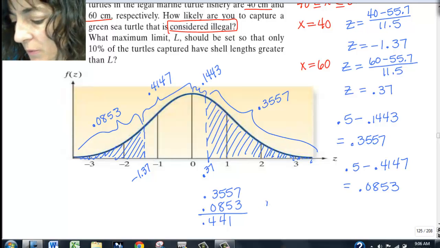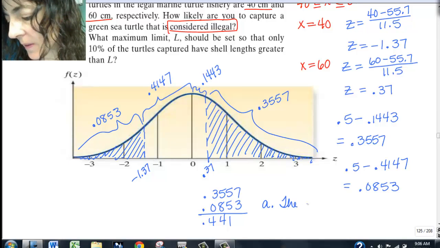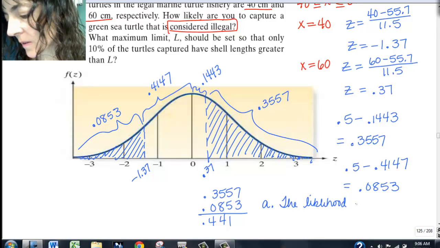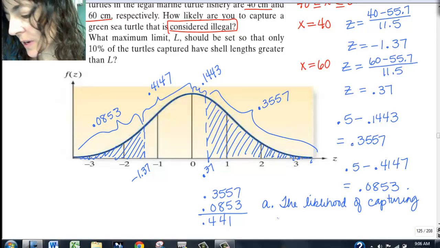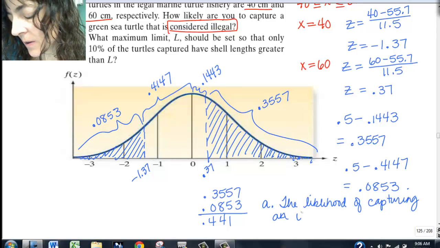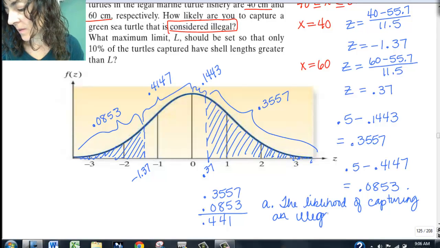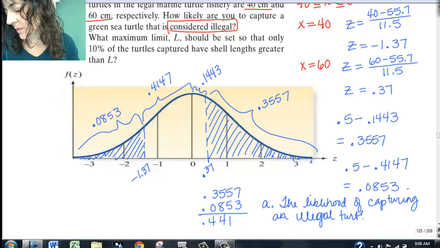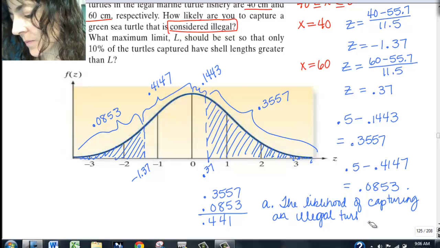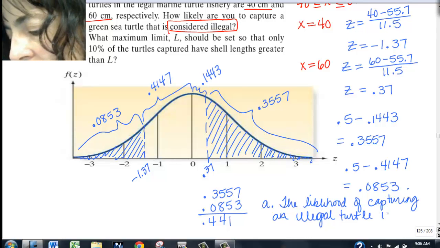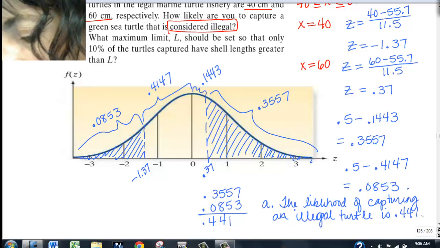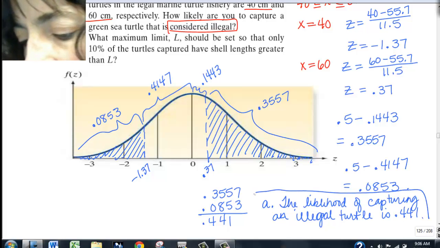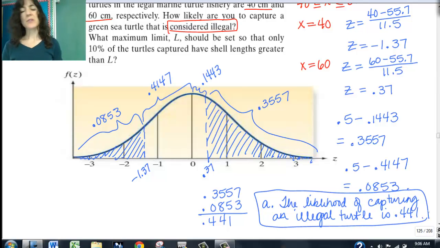And so I can say for part A, the likelihood of capturing an illegal turtle is 0.441. And that's my answer for part A.